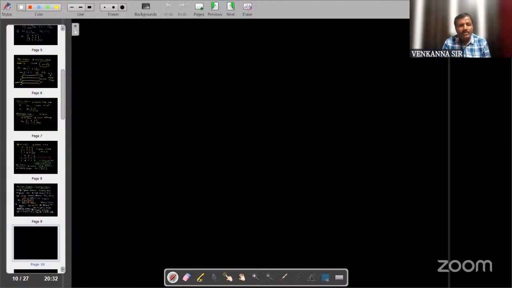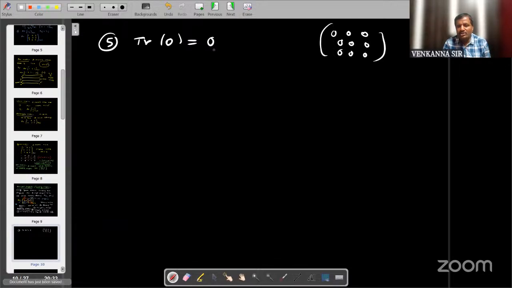Fifth property, trace of a null matrix is 0. Null matrix means all of you know 0 0 0 0 0 0. All principal diagonal elements are what here? All are zeros. Trace is also 0. Trace of null matrix is 0.